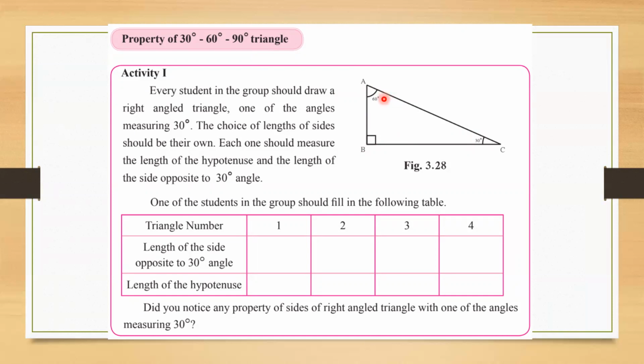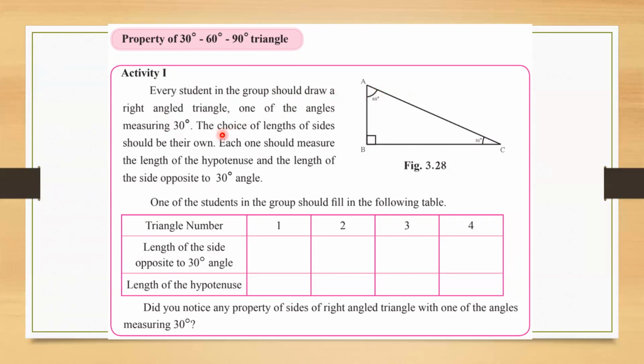So what we are going to do, every student in this activity, you can perform this at home. I'll just explain what you have to do. You can read here, activity 1. Every student in the group should draw a right angle triangle. Definitely there should be a 90-degree angle, that means a right angle triangle. And for one of the angles, you have to take the measurement as 30 degrees. If you take one of the measurements as 30 degrees, automatically the remaining angle becomes 60 degrees.